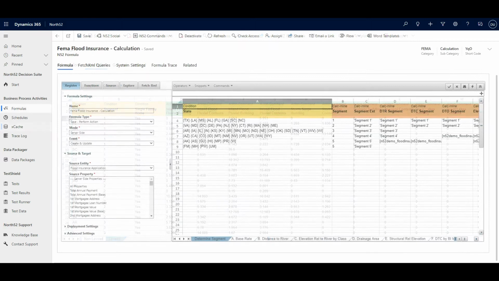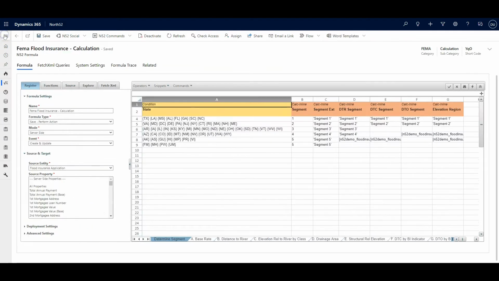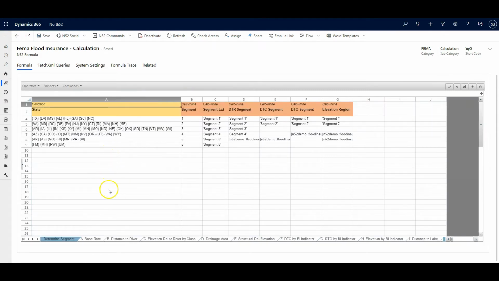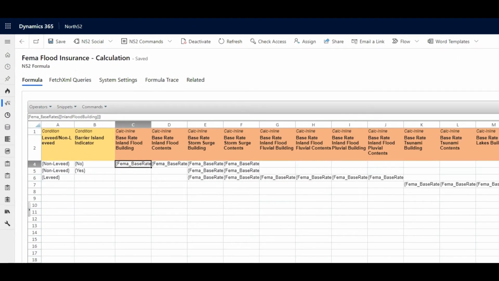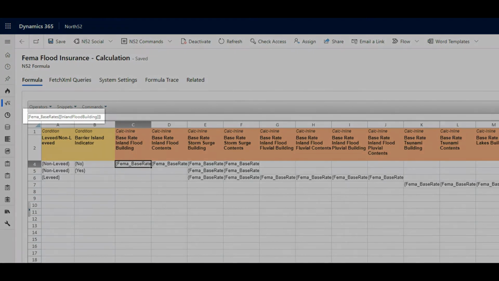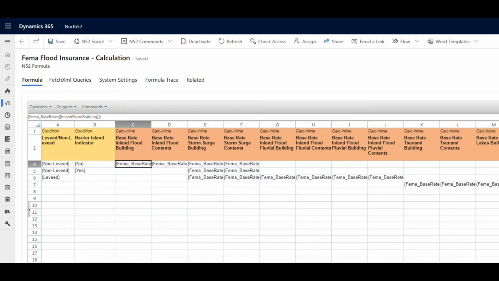The 1,500 plus calculations for determining the premium are broken out across a multi-sheet decision table formula. This reduces the complexity of designing and maintaining such an intricate calculation. The first sheet in the decision table formula sets inline variables for various segment classifications that are used to look up rates from the xCache tables. The base rates are determined by looking up the xCache tables for the relevant values. Cell C4 is highlighted. This will return a value for a non-levied, non-barrier island property using a global action called FEMA_base rates and a parameter of inland flood building.